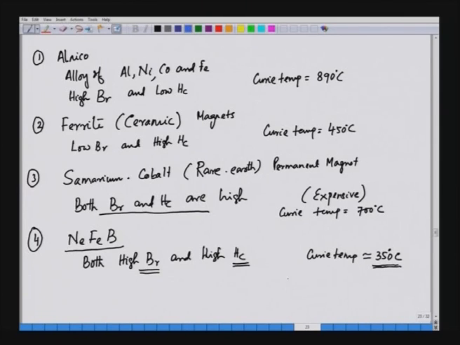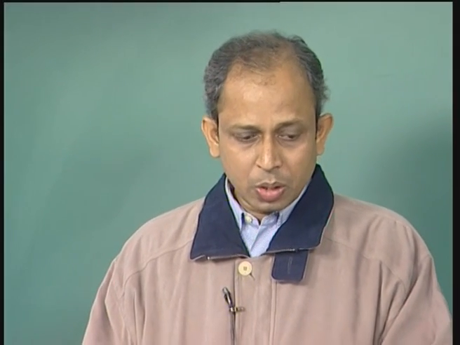In case of neodymium iron boron, we can say that the operating temperature is less than 200 degree Celsius. So, although we have very high Br and very high Hc, we have a very low Curie temperature, and hence these are preferred in those applications where we know that the temperature will not be high. So, with this background, let us go forward.